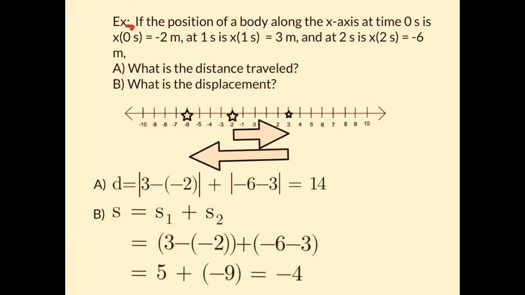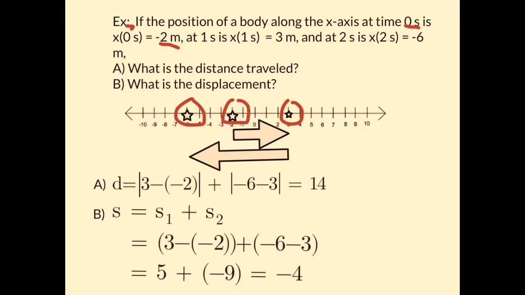If the position of a body along the x-axis at time 0 seconds, x of 0 seconds, is minus 2 meters, at 1 second, x of 1 second, is 3 meters, and at 2 seconds, x of 2 seconds, is minus 6 meters. A. What is the distance traveled? B. What is the displacement?